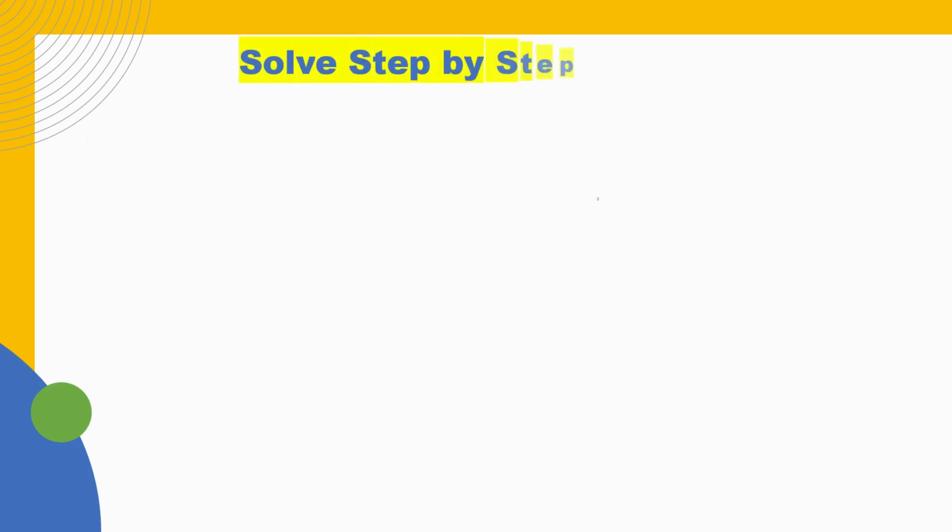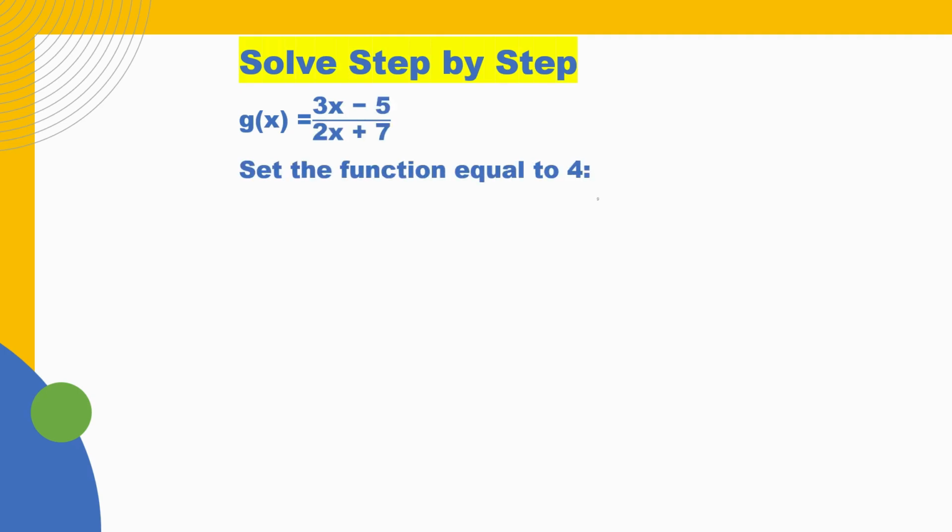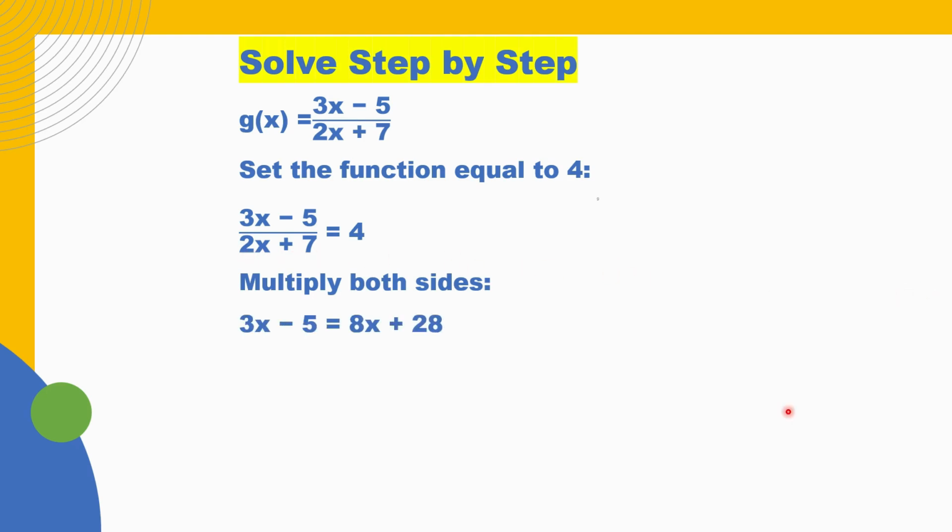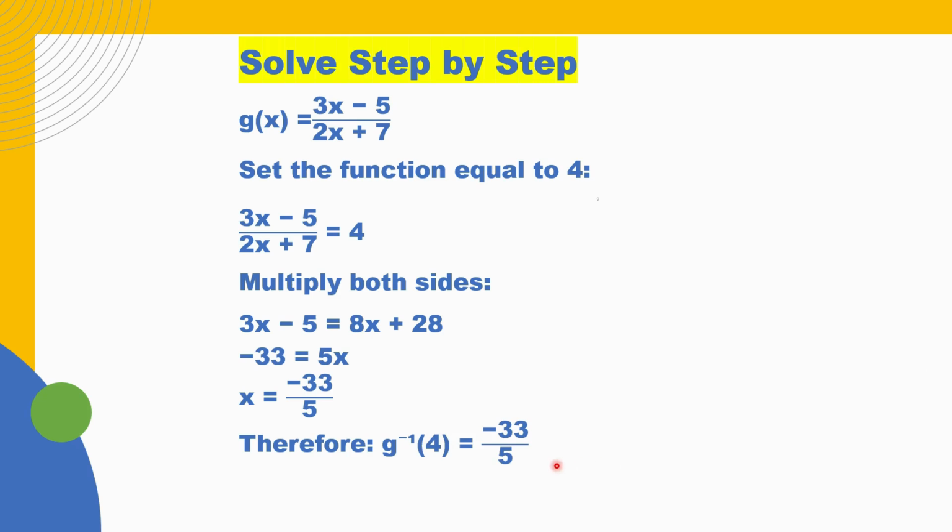Now here we will try to find g inverse of 4 step by step. This is our g(x). Now first set the entire function g(x) equal to 4. So we have got this and in the next step multiply both sides by the denominator 2x + 7. So after multiplication we've got this and now we need to solve for x. So our x is equal to -33/5. Therefore g inverse of 4 is equal to -33/5.